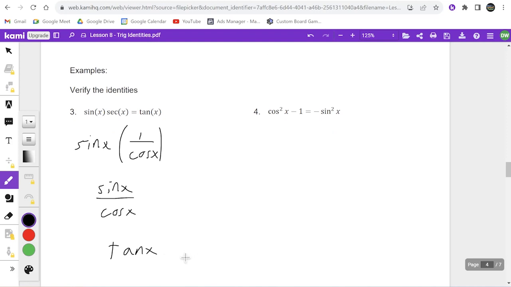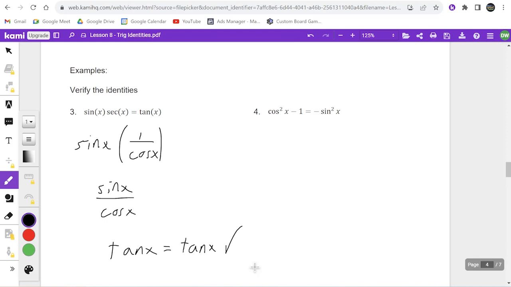And then what do you write when you're done? Well, what I like to do is write tangent x equals tangent x and then a little check mark to show that, yes, I got the same thing. This is probably the only time ever in math where you don't have to circle your final answer. I suppose you can if you want, but all of your answer is the work along the way.